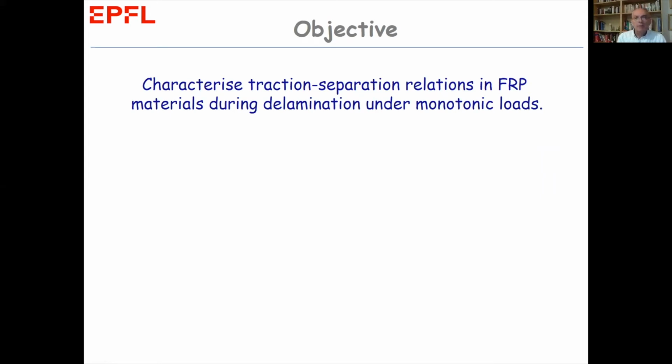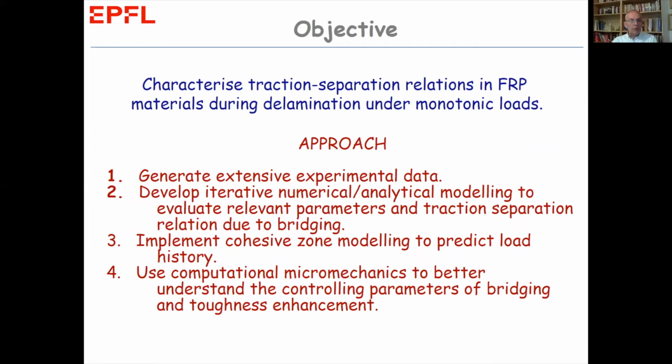It is to characterize traction separation relations in layered composite materials during delamination under monotonic loads. The approach consists of four parts, as shown here. First is to generate extensive experimental data, then develop an iterative numerical analytical model to evaluate relevant parameters and traction separation relations due to bridging, then implement cohesive zone modeling to predict load history, and finally use computational micromechanics to better understand the controlling parameters of bridging and toughness enhancement.